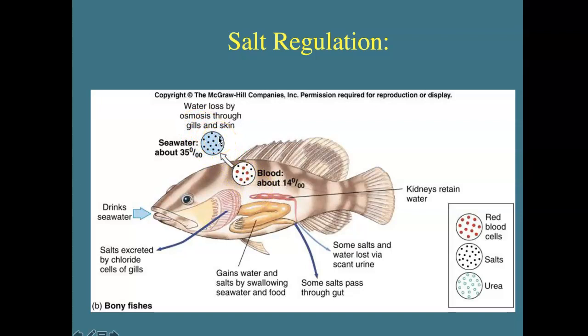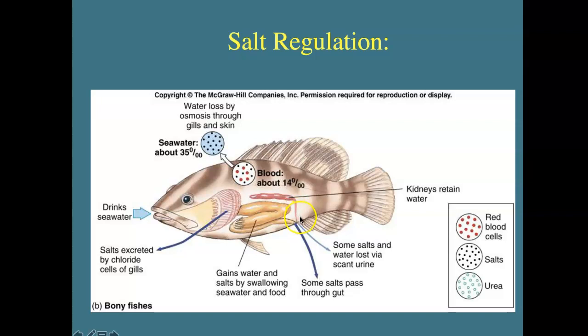So what they're going to have to do, and this is, again, saltwater fish only. Remember, this is only saltwater fish. So what they're going to have to do is drink seawater, okay, and then excrete those salts. So they can excrete the chloride from salts through their gills. And so again, they're going to have to do this. They'll also gain water and salts by swallowing the seawater with their food as well.